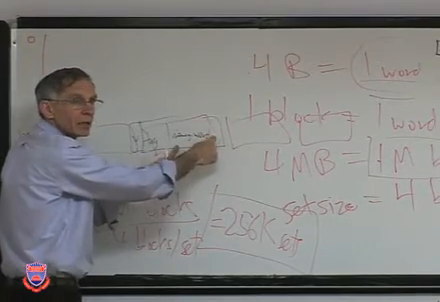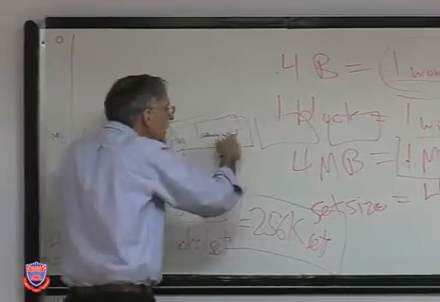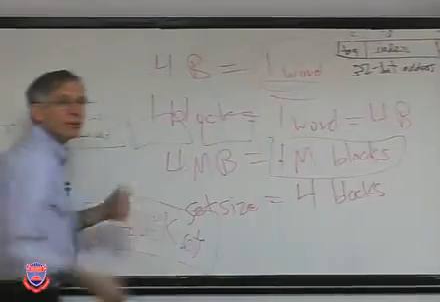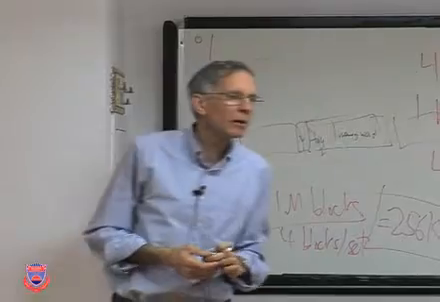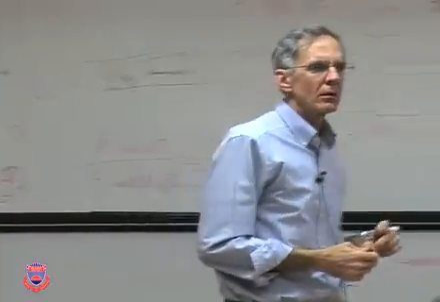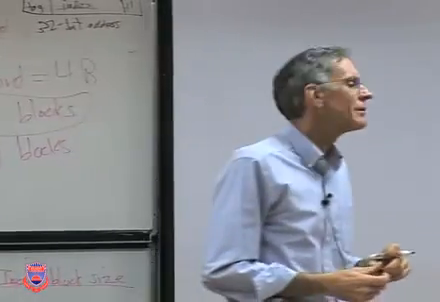Okay. Now, do I have to look here, and then look here, and then look here, and then look here to find out if I have a hit or miss? Do I look at all four one by one? Is that what we're going to do? Sounds kind of slow, doesn't it? What are we going to do to get a fast hit or miss decision?